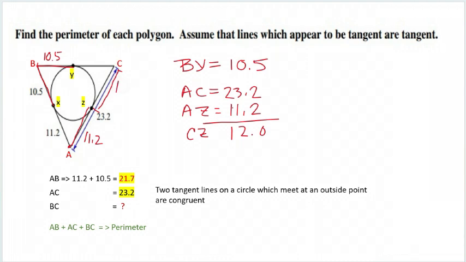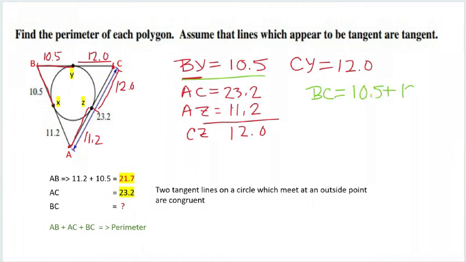So this is 12. And we have a point outside our circle and two tangents. They are equivalent. So this is also 12. So we have our BY, which is 10.5, and our CY equals 12. We can determine what BC is. BC equals 10.5 plus 12. So BC is equal to 22.5. Now we can determine what our perimeter is.